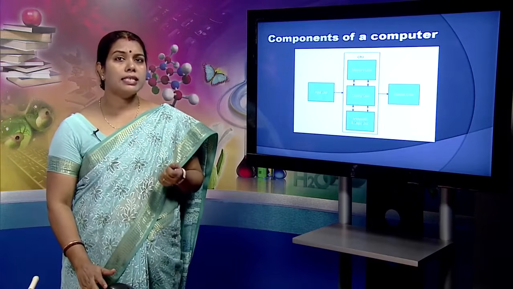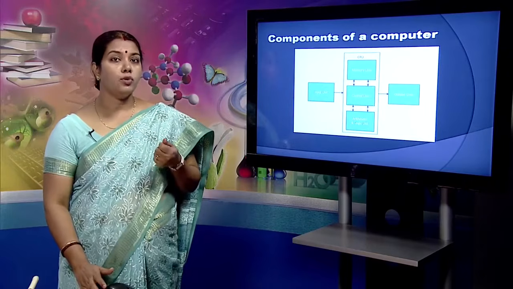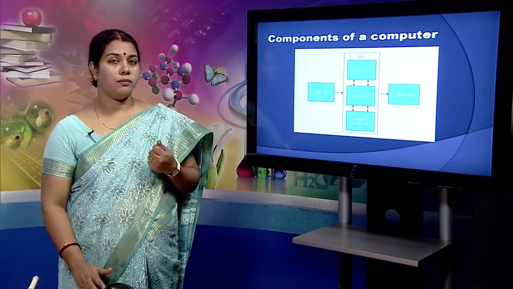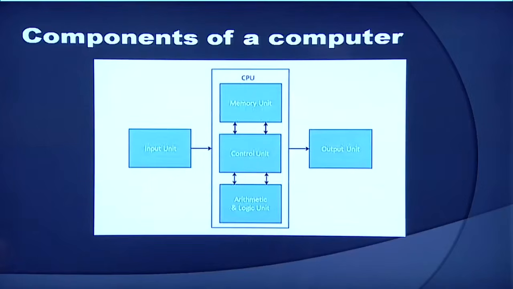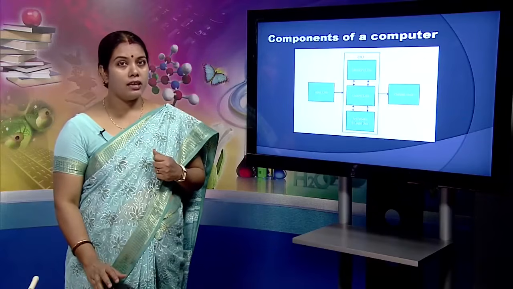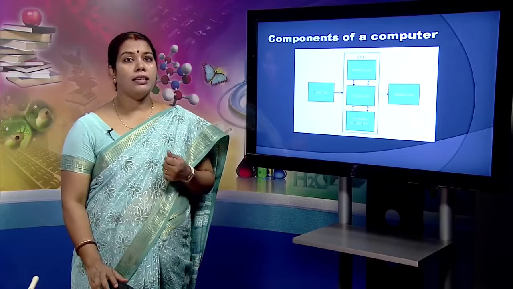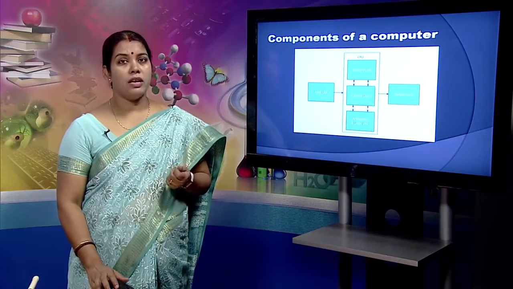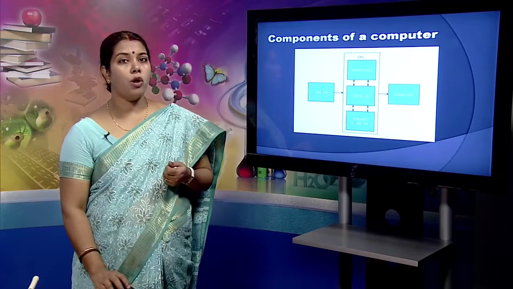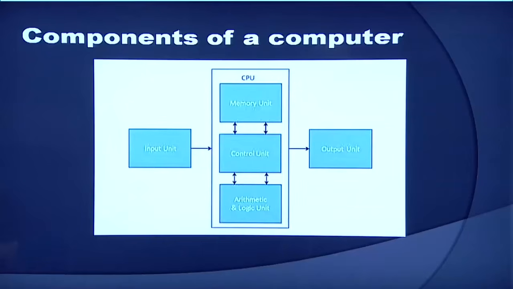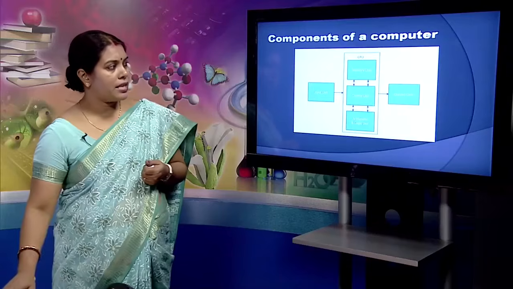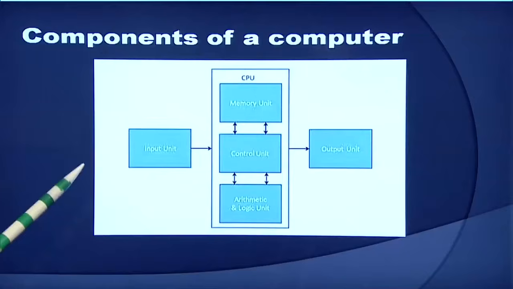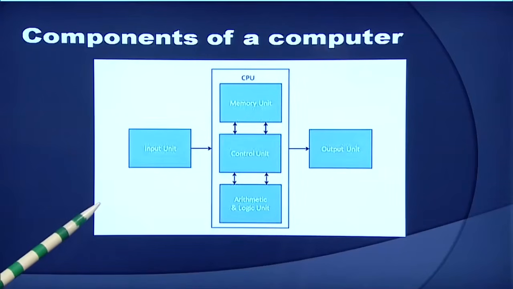The input devices translate the information into the form understandable by the computer. Let us come next to the CPU. CPU is considered as the brain of the computer. CPU performs all types of data processing operation. It stores data, intermediate results and instructions in the form of programs. It also controls the operation of all parts of the computer. CPU itself has got many parts: the memory unit, the control unit, the arithmetic logical unit.